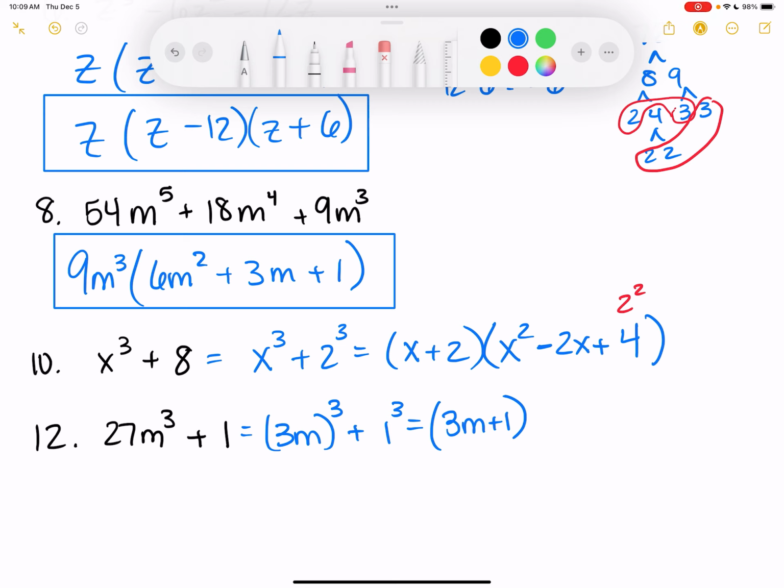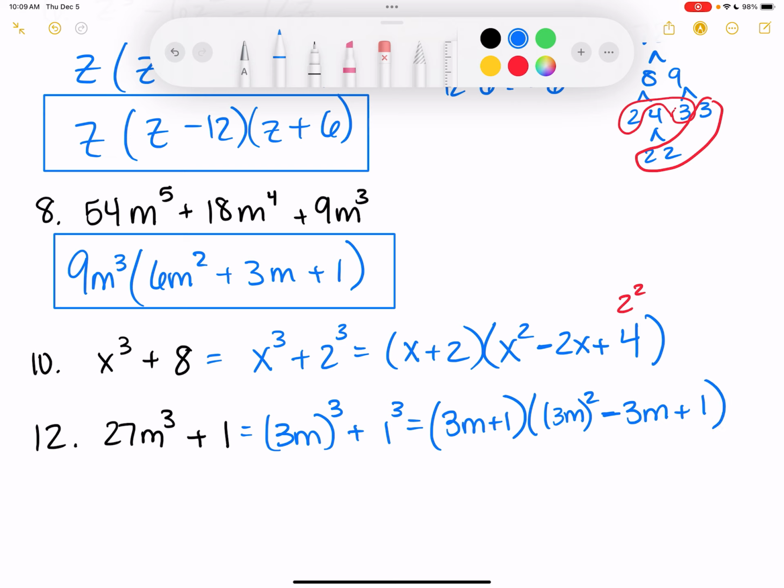Then our second one is the first term squared, so 3m squared. So I'm going to do this in 2 steps here. So 3m squared. Opposite sign, so it was positive, so I need a negative sign here. And it's the first term times the second term, which would be 3m times 1, so that's going to be 3m. And then finally is always positive, and that would be 1 squared or just 1.